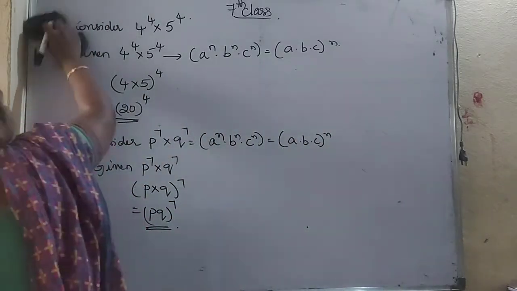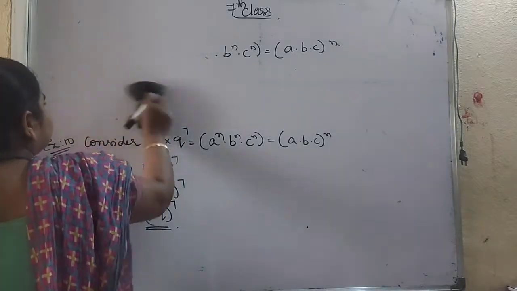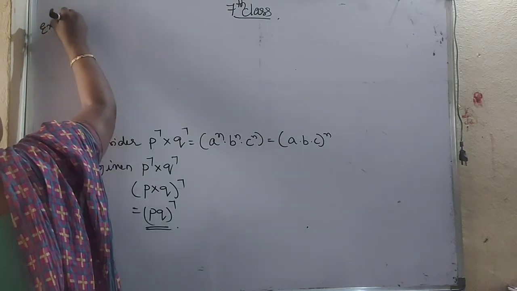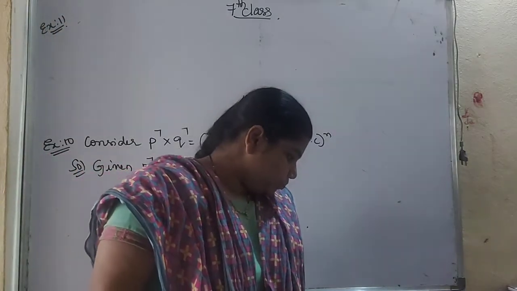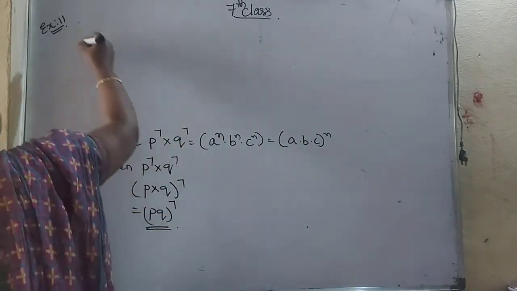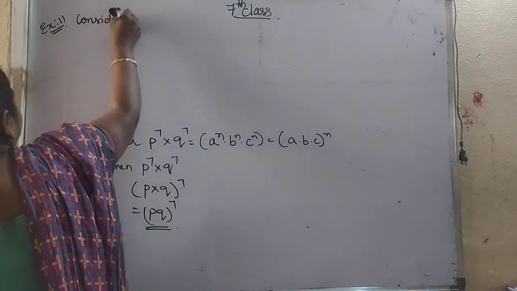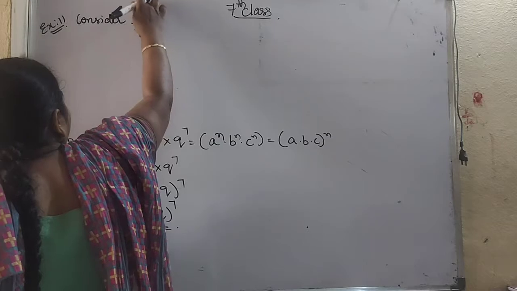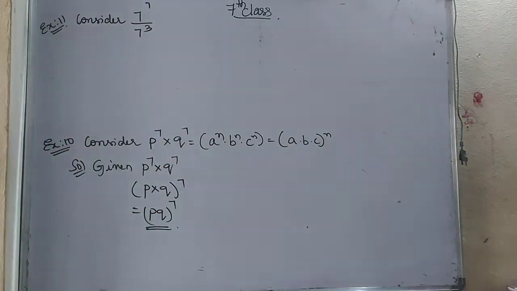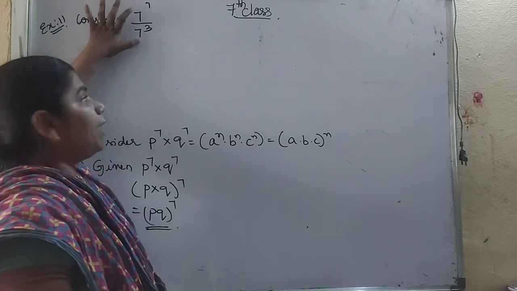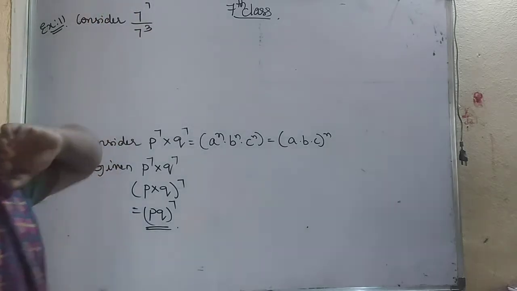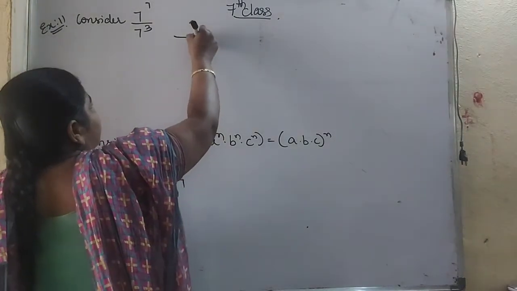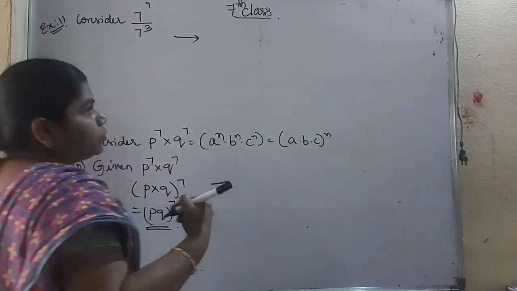Next, the 11th one. Example 11. Consider 7 power 7 by 7 cube. If you see, this is in the form of a fraction and both bases are equal, powers are different. So which formula can we use here? We can use a law of exponent. Which law of exponent are we using?